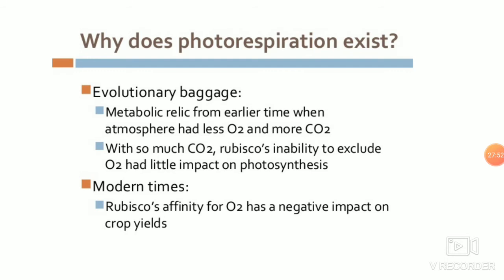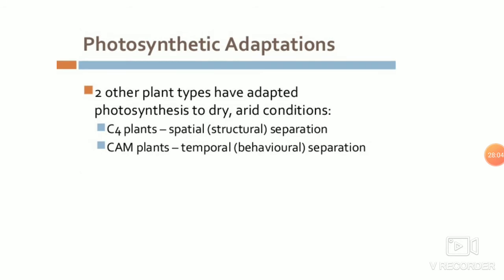So there is some use of this pathway, but in modern times, Rubisco's affinity for oxygen has a negative impact on crop yield. There are two other types of adaptation of photosynthesis, to dry and arid conditions: C4 plants, where they have spatial separation, and CAM plants, where they show temporal separation. Then you have the fixation of carbon dioxide apart from the Calvin cycle.